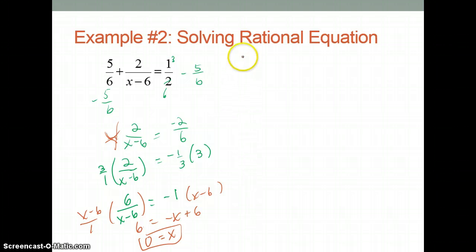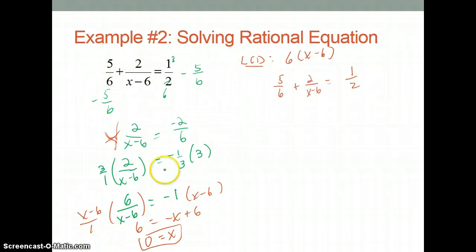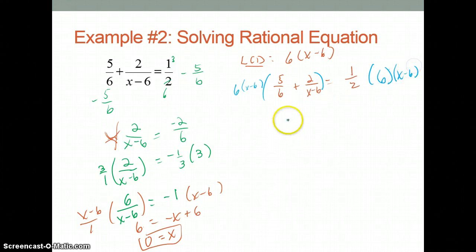All right. If you notice, another route we could have done, the LCD on this problem, 6 and 2 would have given 6, and then x minus 6. So if you wanted to multiply everything in initially by this LCD, you could also do that. Another good option. And this would also get rid of our fractions, and we're going to end up at the same position. Okay, so we do have options on these problems.